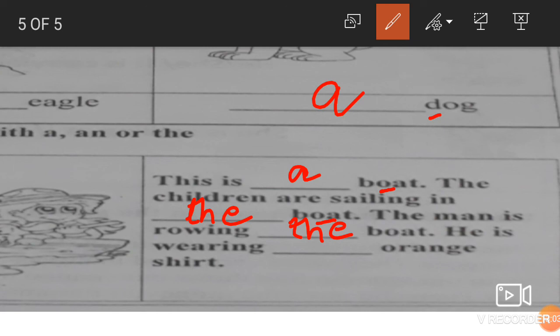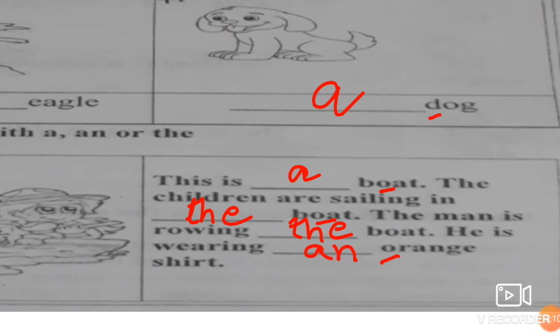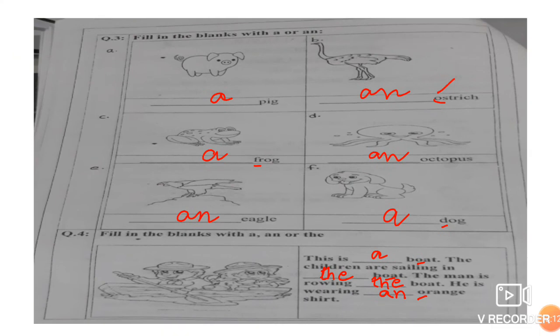He is wearing dash orange shirt. O is a vowel. A and an. Right? Okay, beta. I hope you must have understood this.